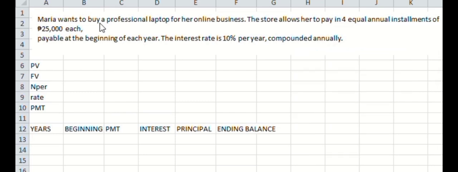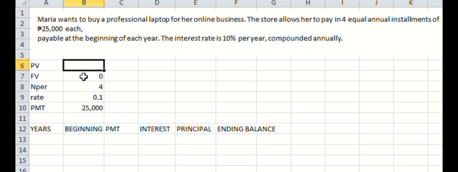Let's try this example. Maria wants to buy a professional laptop for her online business. The store allows her to pay in 4 equal annual installments of 25,000 pesos each, payable at the beginning of each year. The interest rate is 10% per year, compounded annually. Let's find the present value first. Our future value is 0. NPER is the 4 equal annual installments. Rate is 10% or 0.10, and our periodic payment is 25,000 pesos.